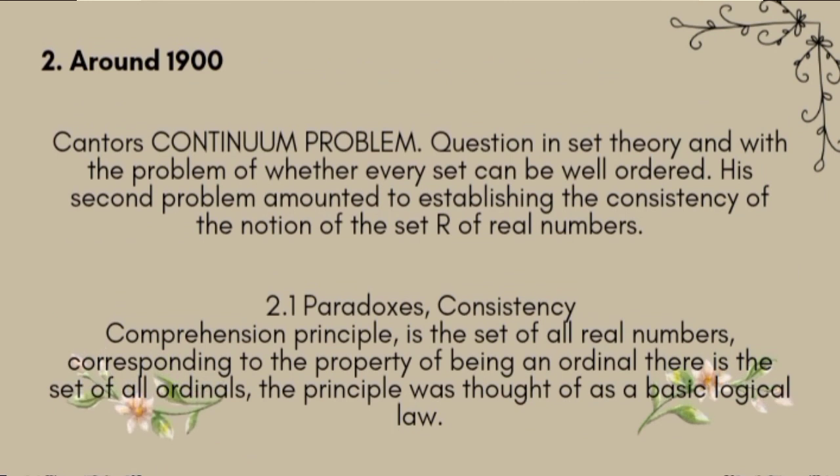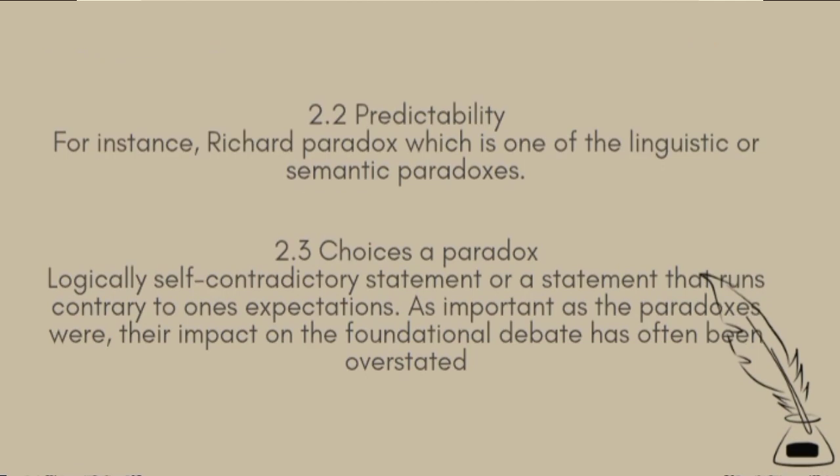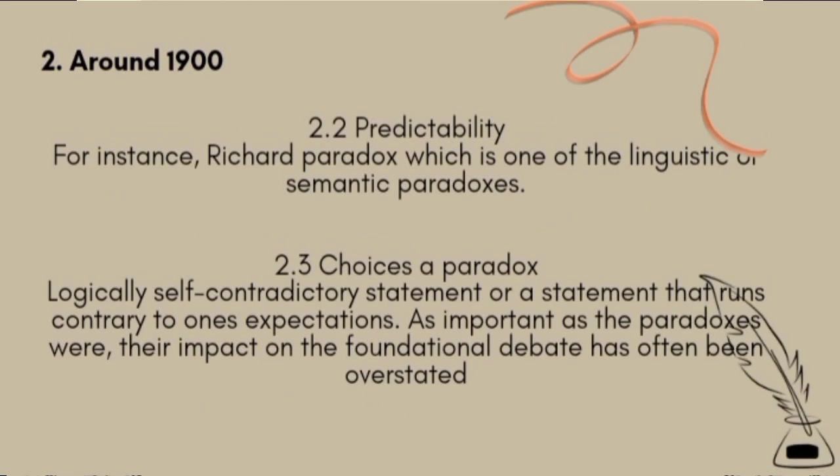Around 1900, Cantor's continuum problem was a question in set theory, together with the problem of whether every set can be well ordered. His second problem amounted to establishing the consistency of the notion of the set R of real numbers. The problem shows that R can be well ordered.